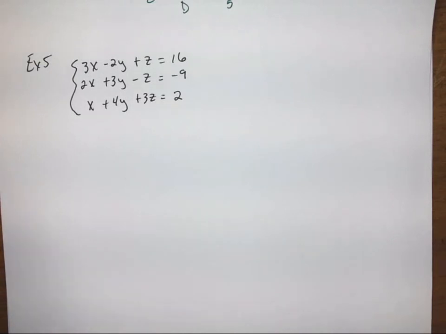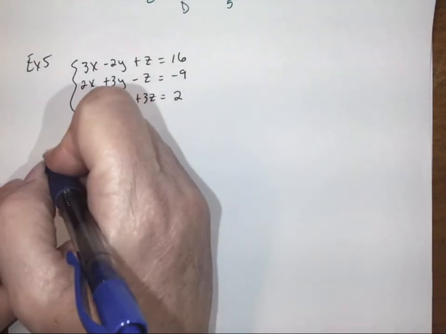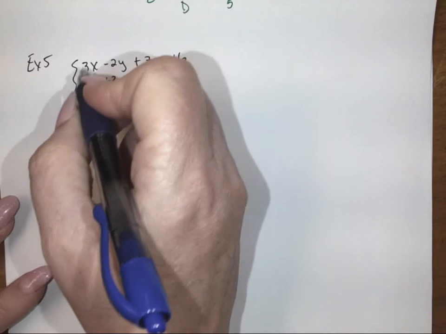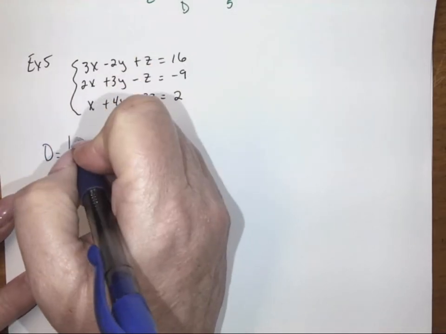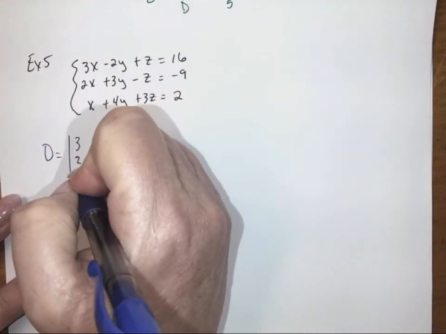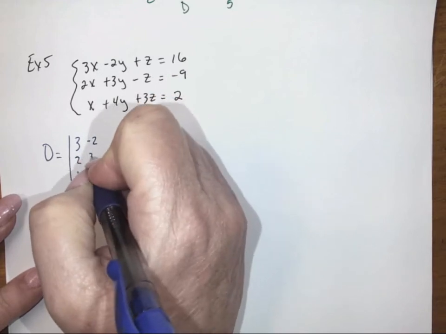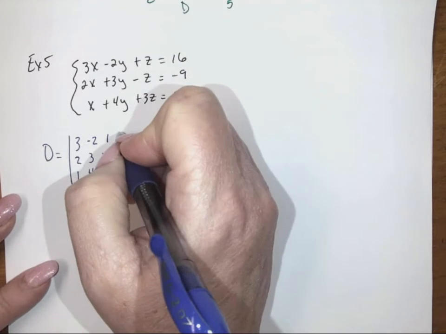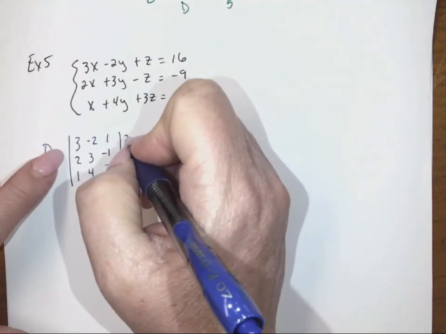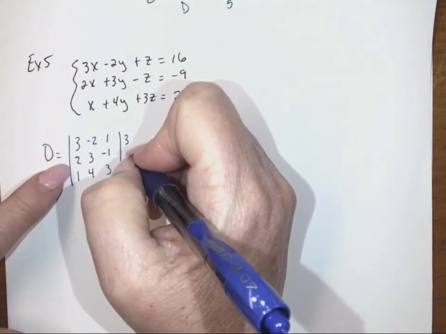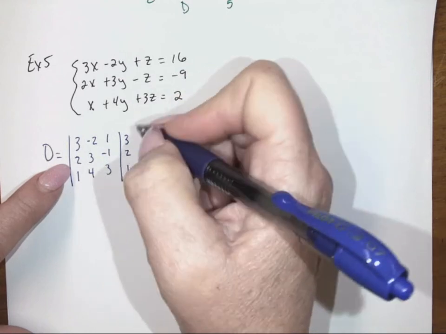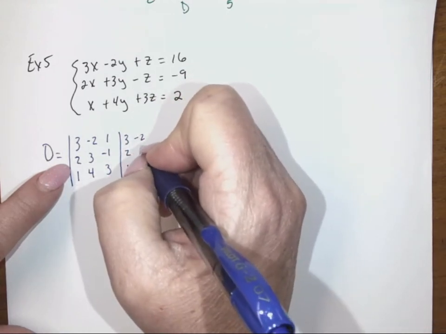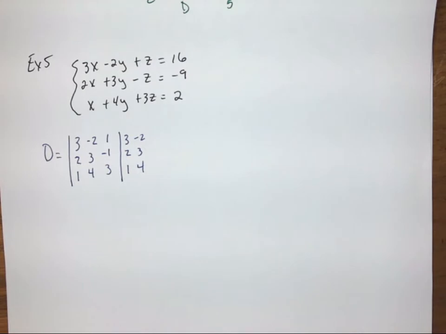So the first one we're looking at is finding d. So we have 3, 2, 1, -2, 3, and 4, 1, -1, 3. Repeat the first two columns. They are columns, not rows. 3, 2, 1, -2, 3, and 4. Sorry about that. All right.